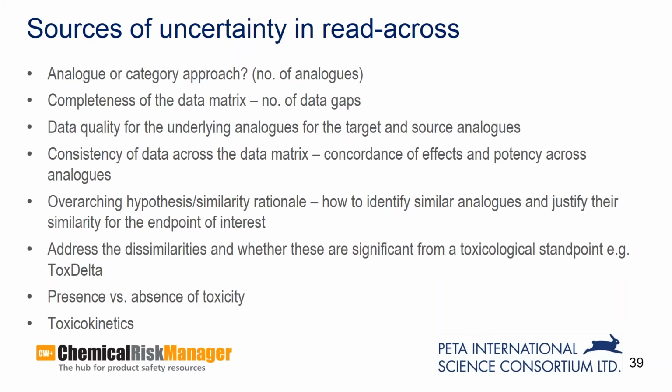Do we have consistency in that data matrix? So, when we're looking across a category and looking at those different members, are we seeing some agreement, not only for the effects, but the potency of those effects across those different category members? Does that provide us some confidence that we can rely upon a prediction that we're making for our target substance? And so the list goes on.